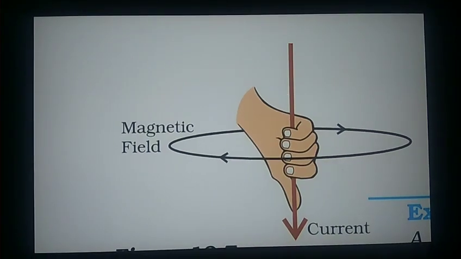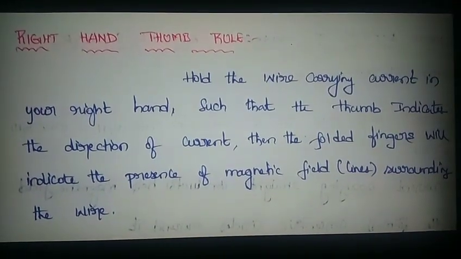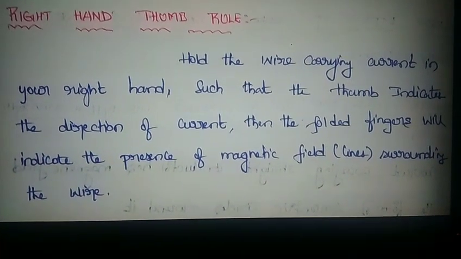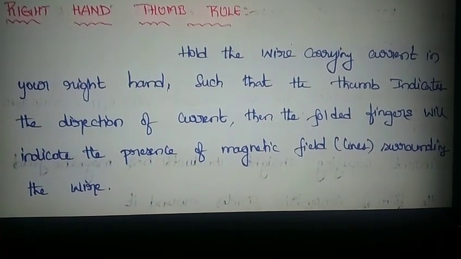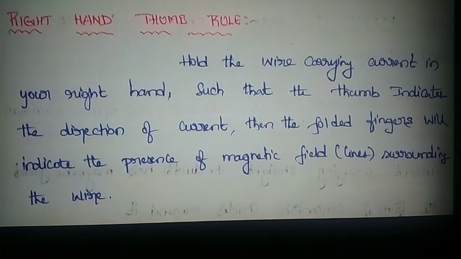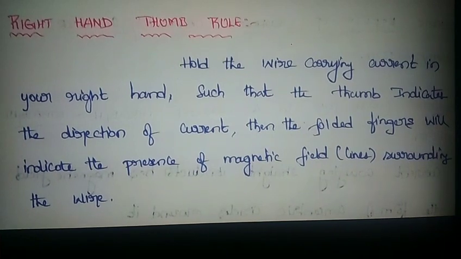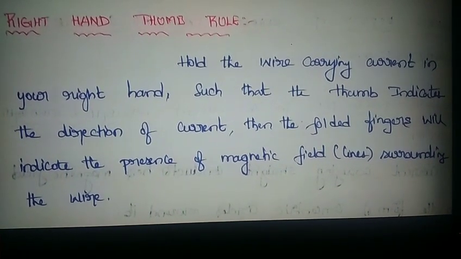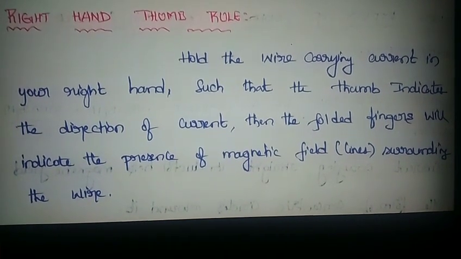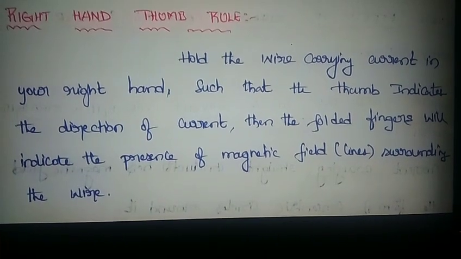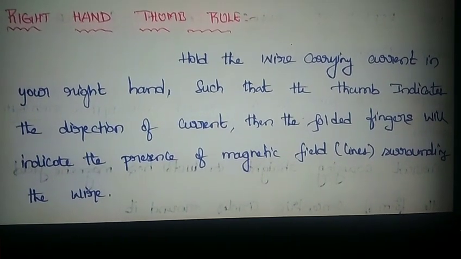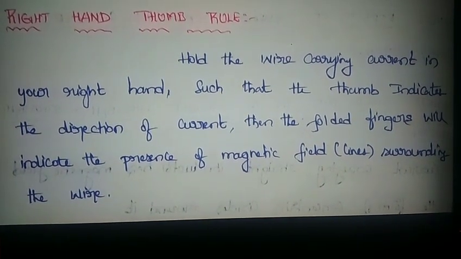Let us see the definition of the right hand thumb rule. Hold the wire carrying current in your right hand such that the thumb indicates the direction of the current. Then the folded fingers, that means the four fingers, will indicate the presence of magnetic field lines surrounding the wire. So this is called the right hand thumb rule. That means the thumb indicates the direction of the current and the four fingers indicate the direction of the magnetic field lines. For this thumb rule, we use a current carrying conductor.